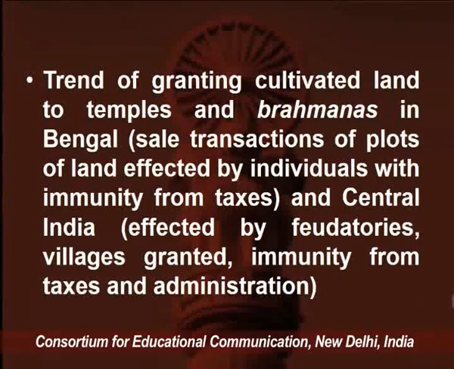So what we get to see here is that the trend of granting cultivated land to temples and Brahmins in Bengal is very much perceptible in the Gupta period. But these grants, particularly in Bengal, were sale transactions of plots of land, and they were effected by individuals with immunity from taxes. Now, they are different from the other grants, where it is the king or the ministers who are making these grants.